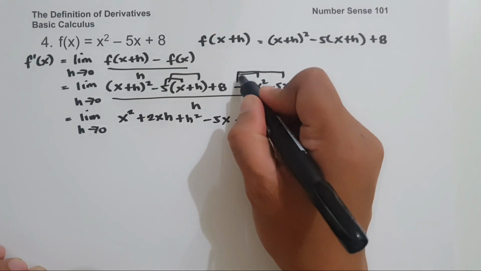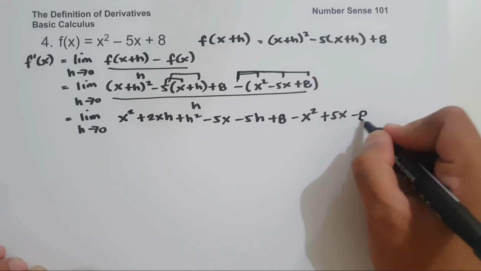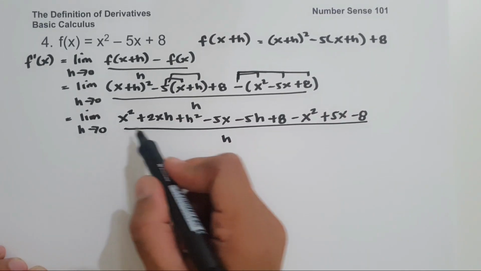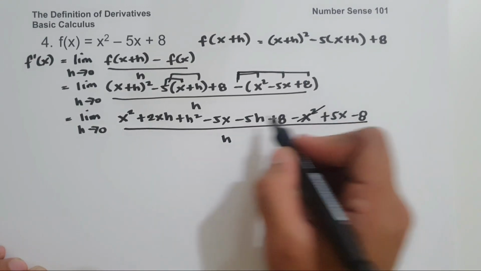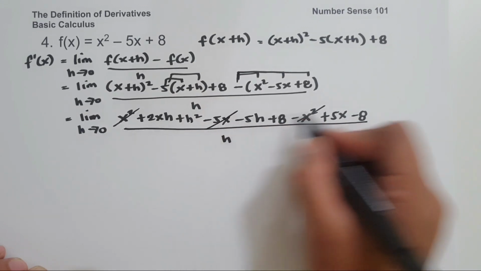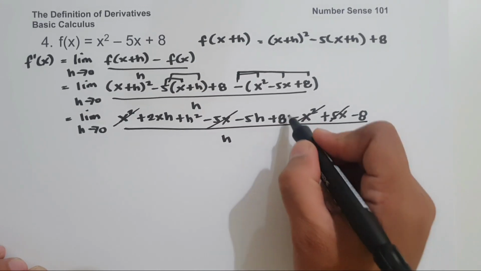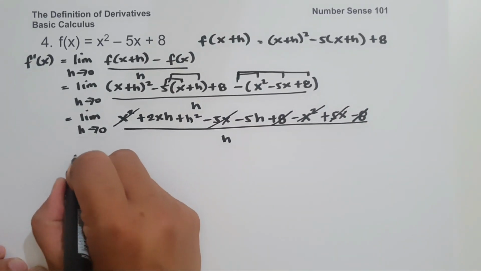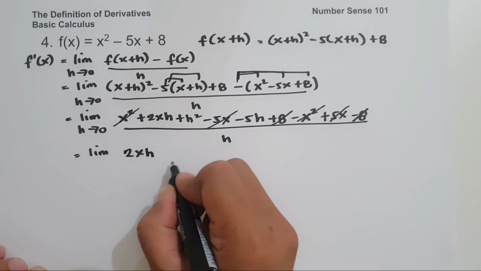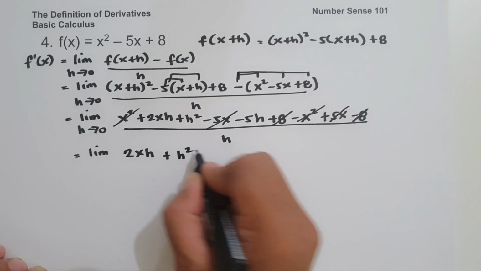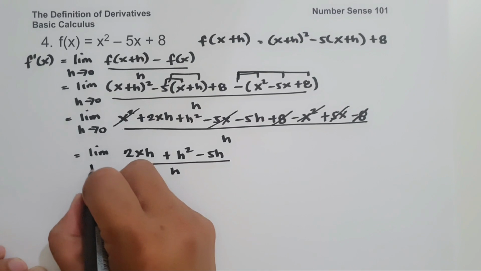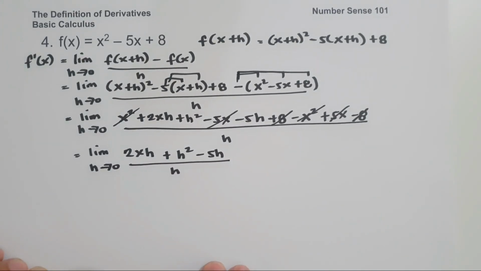And then negative multiplied by positive 8 is negative 8 all over h. x squared minus x squared, that is 0. So we can cancel this one. Together with negative 5x plus 5x is also 0. And then 8 minus 8 is 0. So this will give us the limit of 2xh plus h squared minus 5h all over h as h approaches 0.